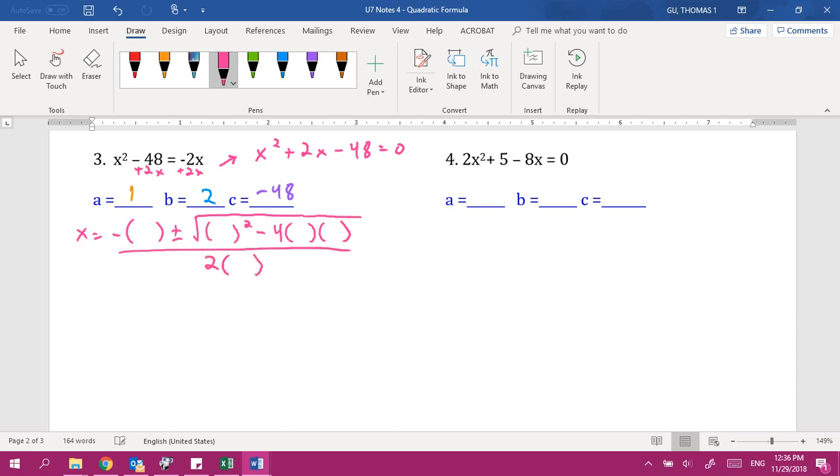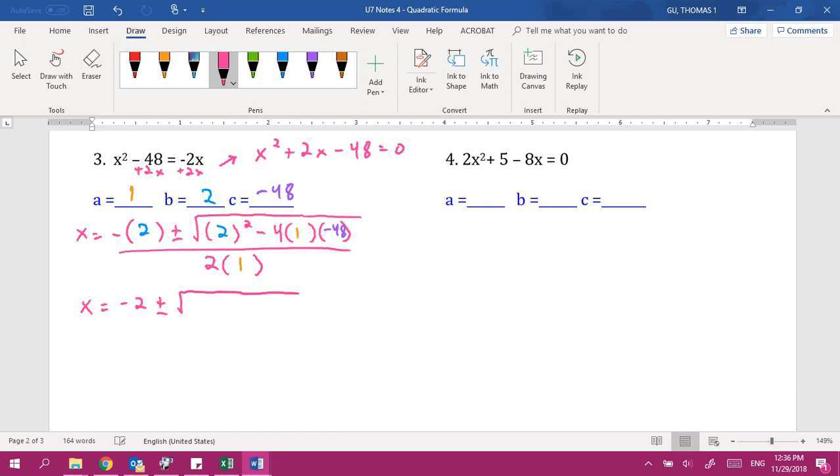Okay, what goes in the first parentheses? 2. What goes in the parentheses inside the square root right here? What goes next? 1. And what's this final one right there? Negative 48. And what goes in the bottom parentheses? A 1. Okay, so let's simplify. So we have x equals, what does this beginning part become? Negative 2, right? We just attached the negative onto the 2. That's a negative 2. Then we have plus or minus square root.